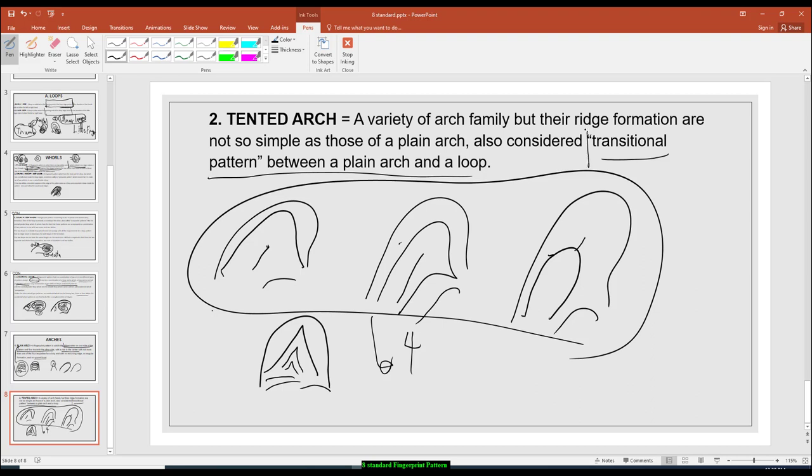From the word transitional, which means to say, this is supposedly a loop, but it did not complete to become a loop. That is why it became a dented arch. So that is the explanation of transitional pattern. This is the only pattern of a dented arch that has an angular formation, or an upward thrust.